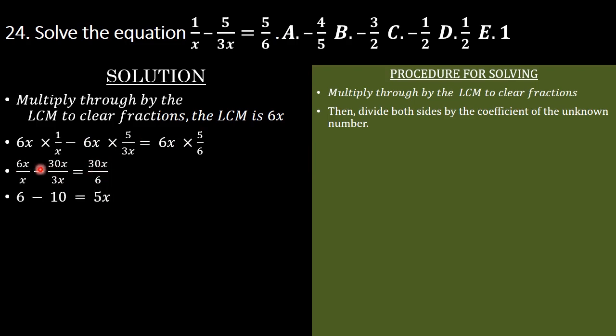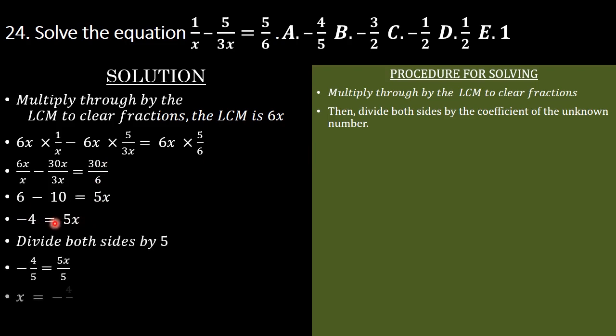6x divided by x, we have 6, minus 30x divided by 3x, we have minus 10, equals 30x divided by 6, we have 5x. 6 minus 10, we have minus 4, equals 5x. Then divide both sides by 5. x is equal to minus 4 over 5.